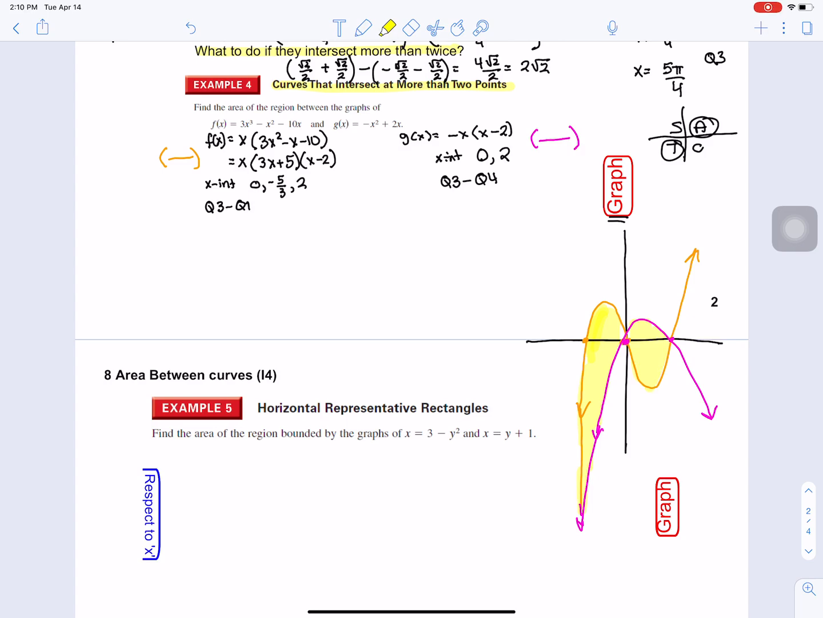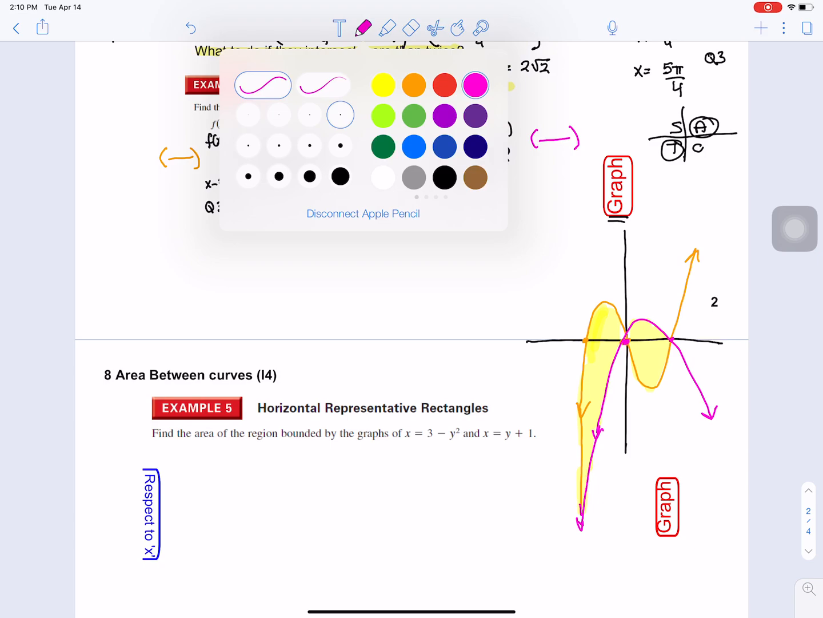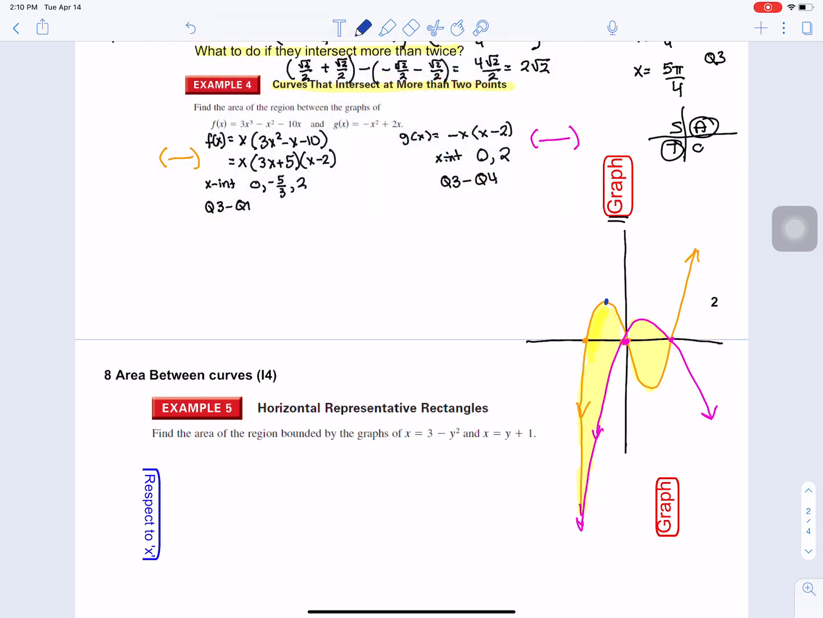two functions. So what we want to do is we want to take a vertical slice, and you want to ask yourself, is anywhere in the yellow does my function stay the same? In this little bubble, the pink function is always on top, but in this little section, the orange function is always on top. So we now have to break up our integral into two parts. We're going to have to break up our integral from the first intersecting point.